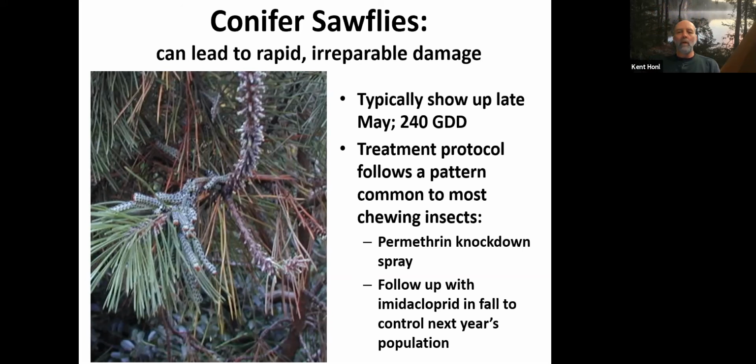So for a treatment protocol, the way that we sort of lump the foliar diseases into a similar approach, you can throw that same net over chewing insects. You use permethrin, a general insecticide, to just knock down the current population to keep them from spreading too much. And then you follow up with a longer term systemic like imidacloprid. So you put that in the fall, then next year's sawflies that come out are going to be controlled by that. I mean, provided you're not dealing with some kind of flowering tree that would affect the bees.